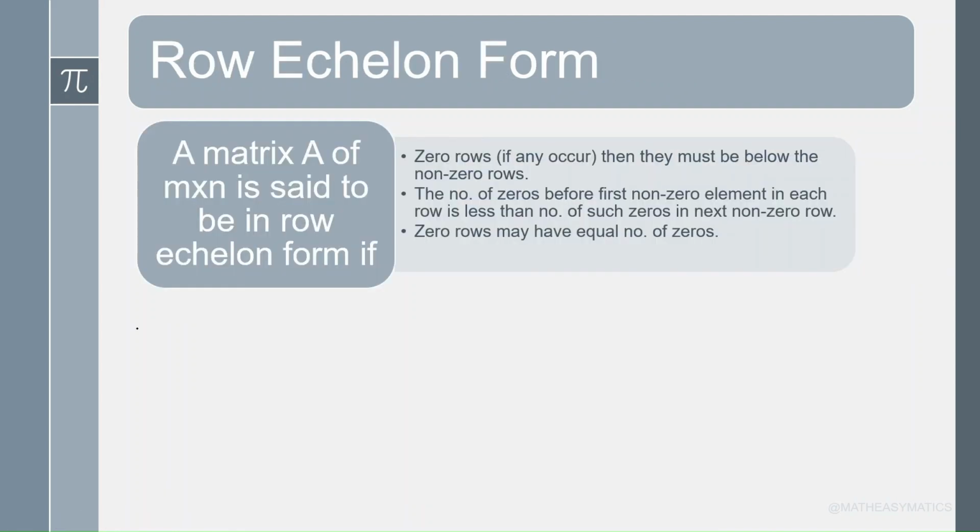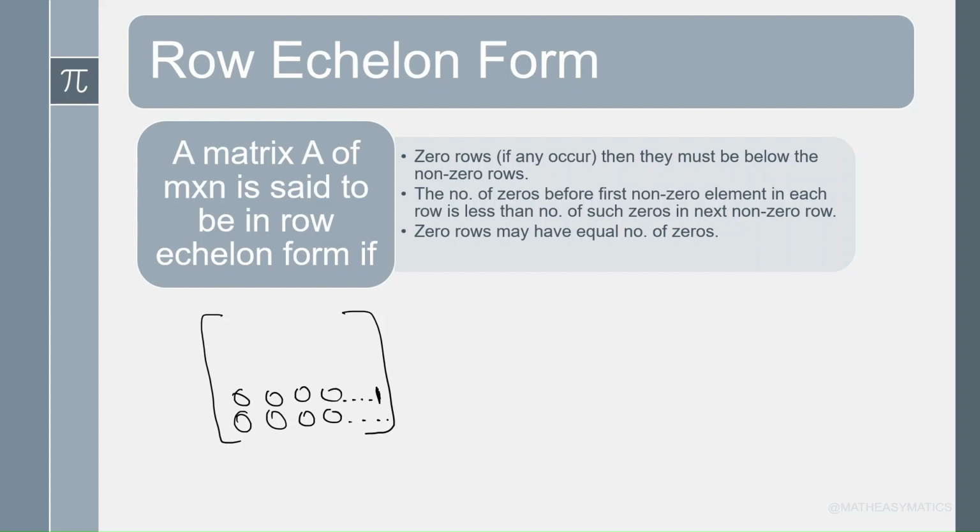So next is row echelon form. A matrix A of m cross n is said to be in row echelon form if zero rows, if any, occur, then they must be below the non-zero rows. Consider a zero row. First point tells us that if any non-zero row, this is a non-zero row because all elements are not 0. So every zero row must be below non-zero row.